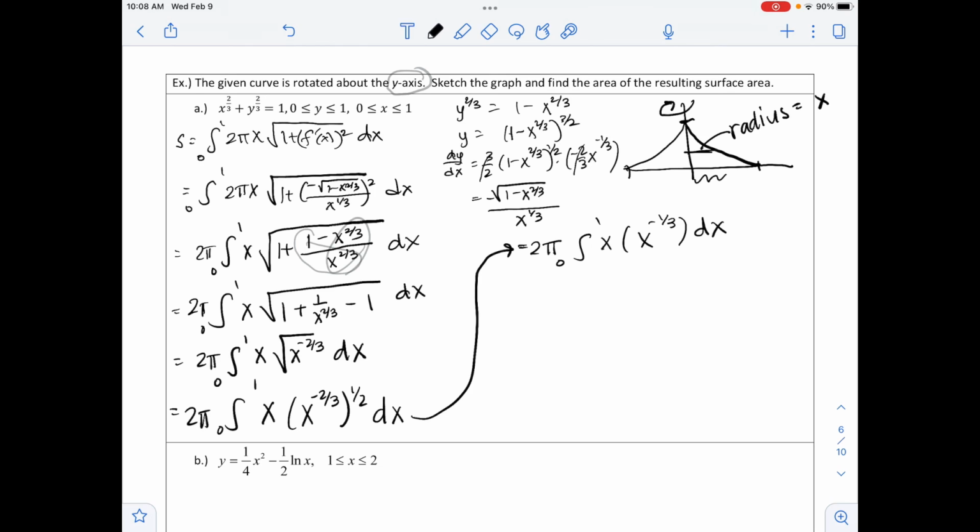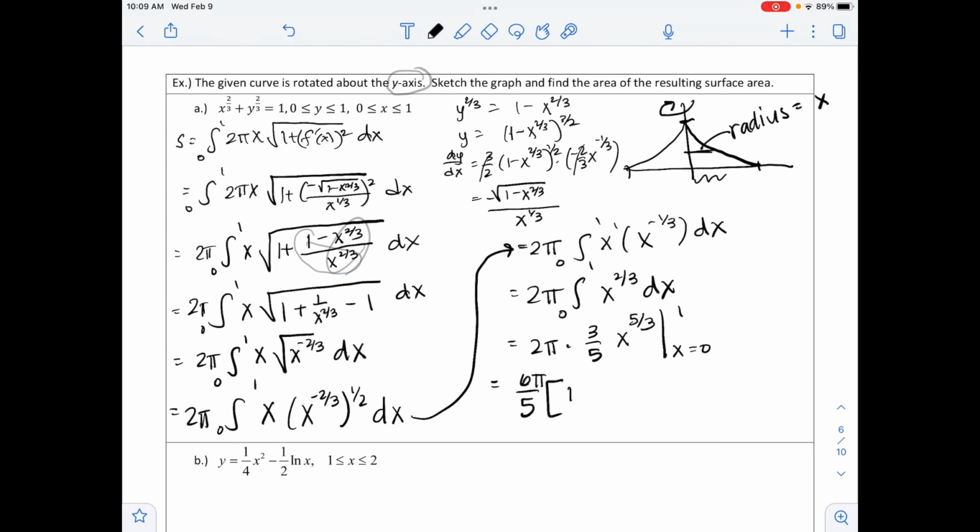Again, using our exponent rules, you can combine those two exponents. And so we get 2 pi times the integral from 0 to 1 of x to the 2/3 dx. We are able to integrate this using our power rule. So we have 2 pi times, it's going to become x to the 5/3 times 3/5. And we're evaluating this from x equals 0 to 1. Simplifying what we have out in front, we get 6 pi over 5. And then we're going to evaluate this from 1 to 0. So plugging in 1, you have 1 to the 5/3, which is just 1, minus 0. So this works out to being 6 pi over 5.